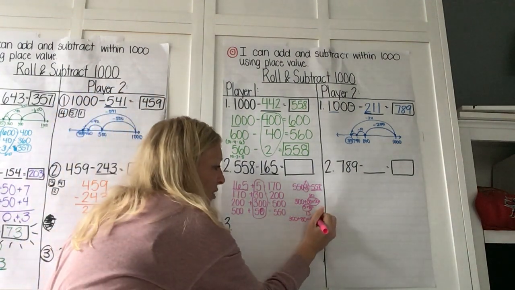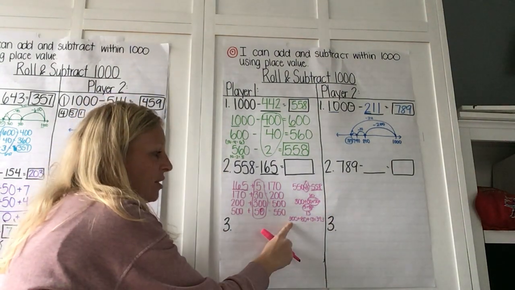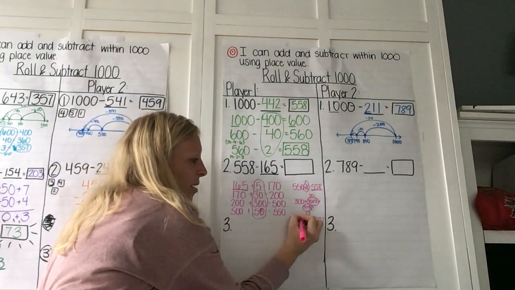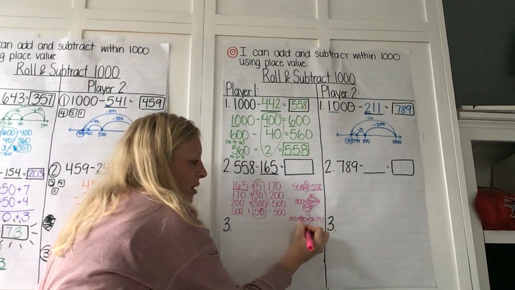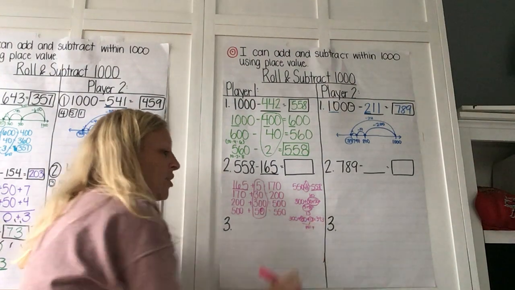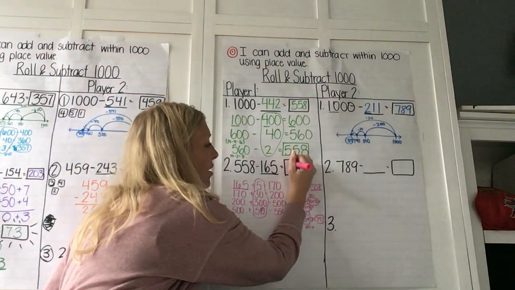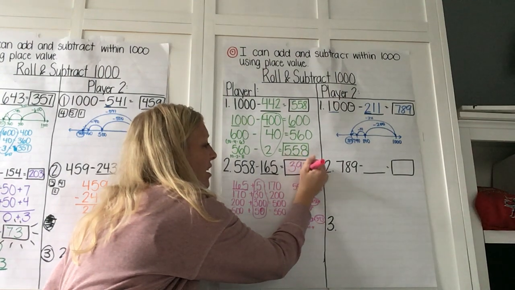Where'd you get 393? Okay, so you have your 300s. Where'd your 90 come from? Your 8 and your 1, 8 and your 1 equals 9, and then you had your 3. So that was 9 tens and 3 ones. 393.